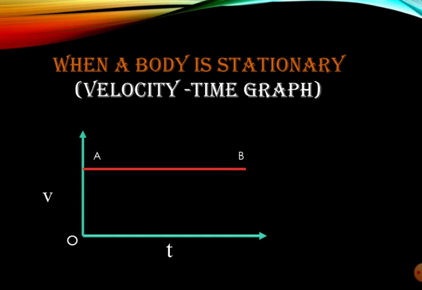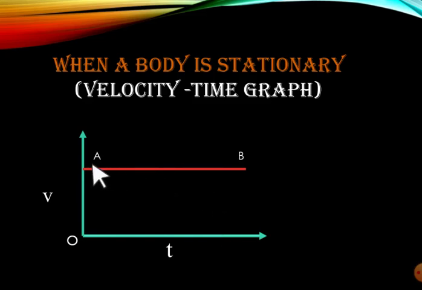Now for a stationary object, the velocity time graph will be like this. A straight line AB represents the velocity time graph for an object at rest. Now at rest means what? Velocity of the object will remain the same. When the body is stationary, the velocity will be 0, then the graph of this will come down here if the velocity is going to be 0.